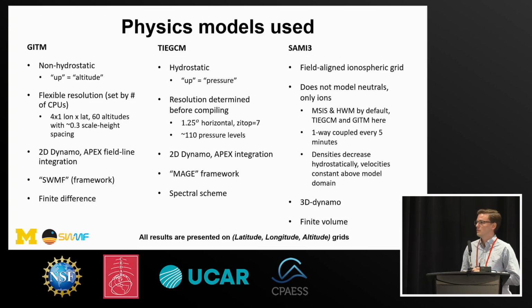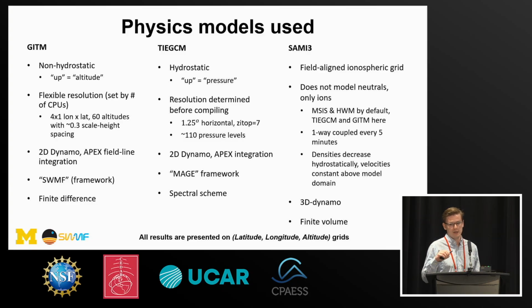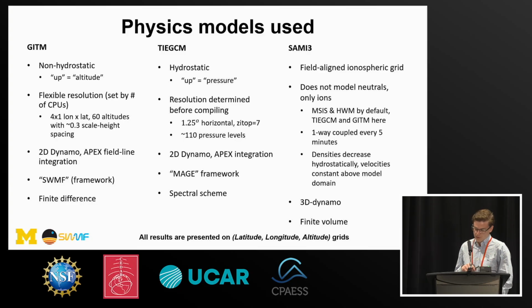SAMI 3 is different. It's a field aligned ionosphere model, and it doesn't model neutrals, only ions. It doesn't model any of the neutrals by itself. You have to use an empirical model or read it from a file, which is what we've done. Reading one way, just reading them in SAMI every 5 minutes, where densities decrease hydrostatically and velocities are constant above the modeled altitude domain, because SAMI 3 extends to a couple hundred RE sometimes. SAMI 3 also has a different dynamo than the other 2 models.